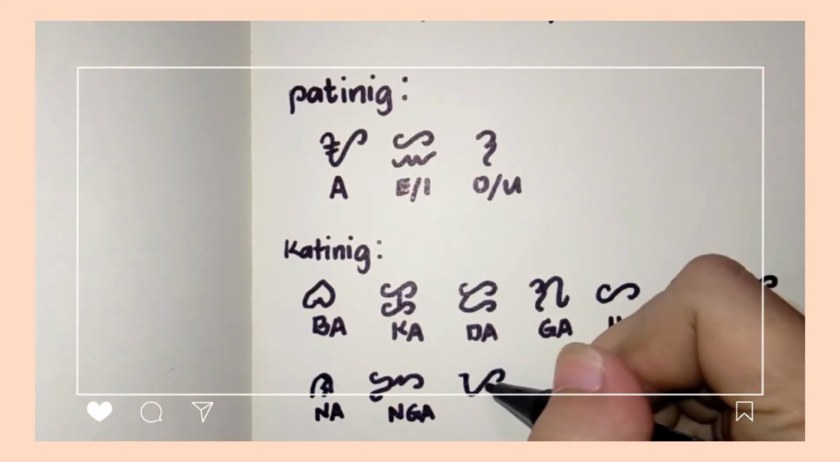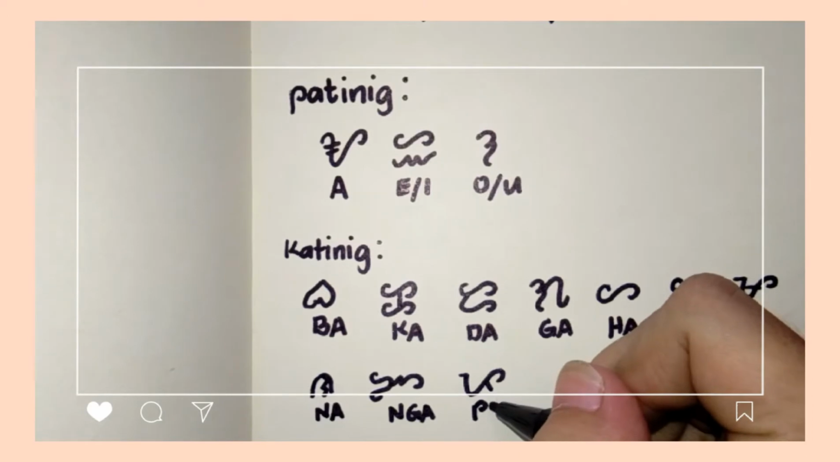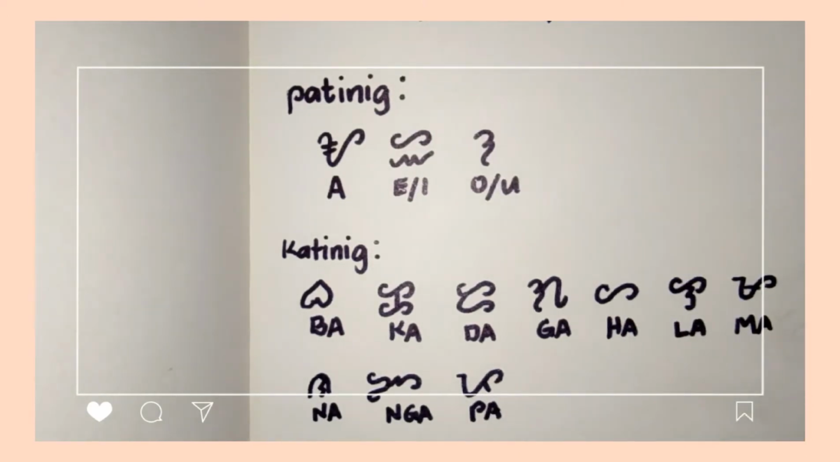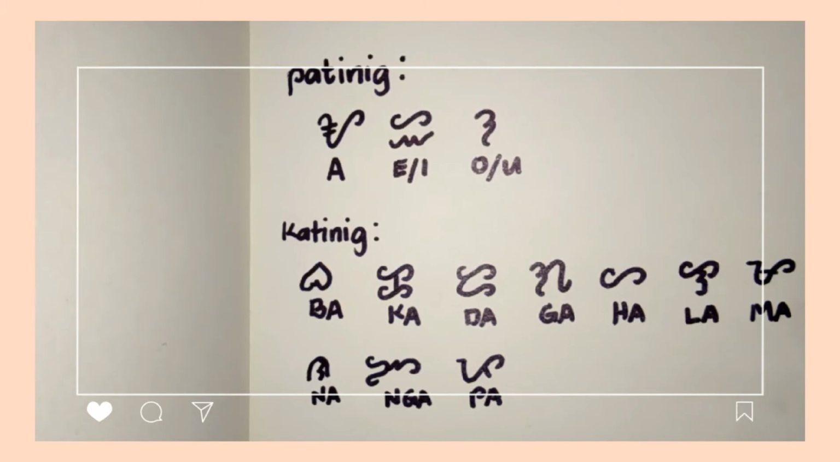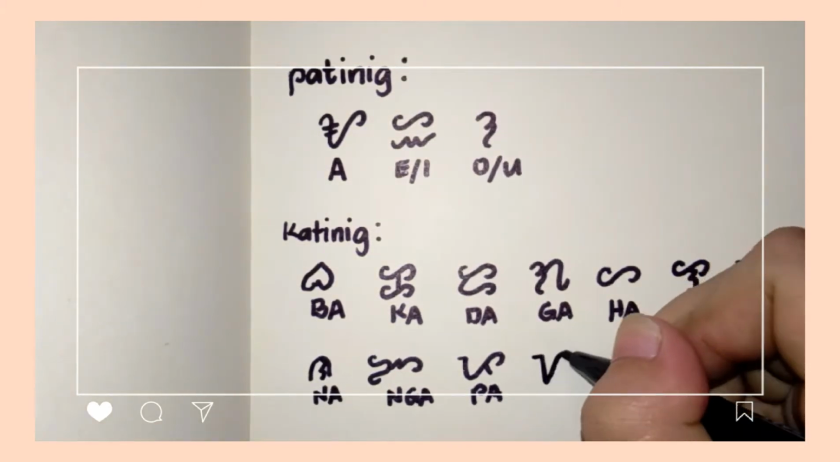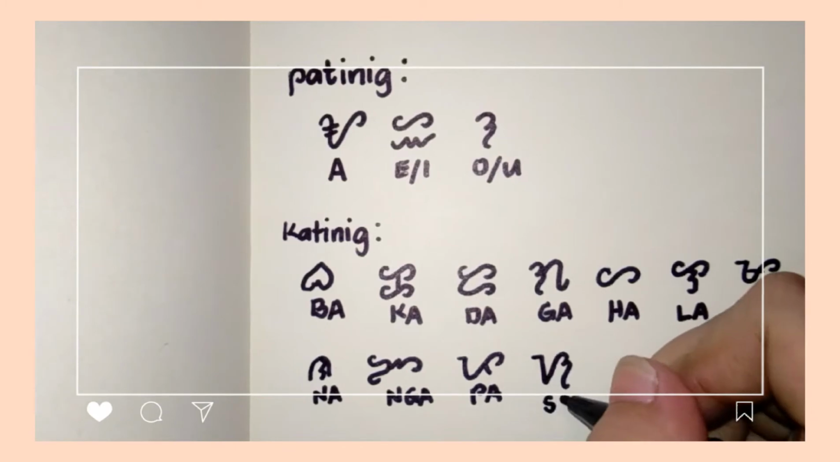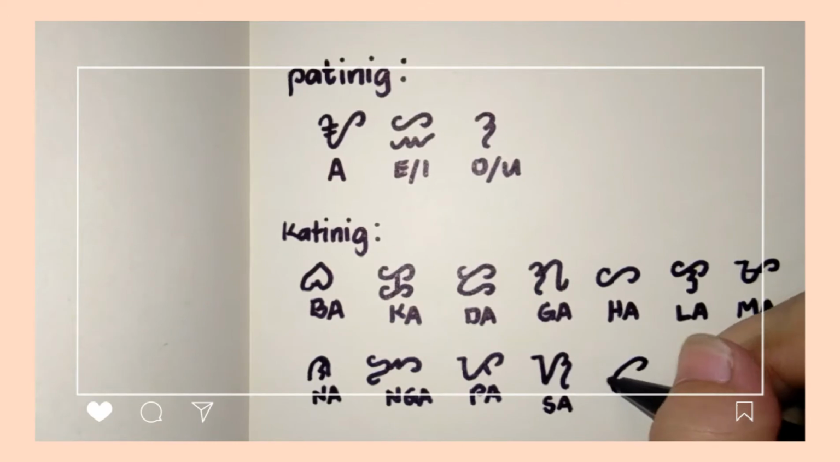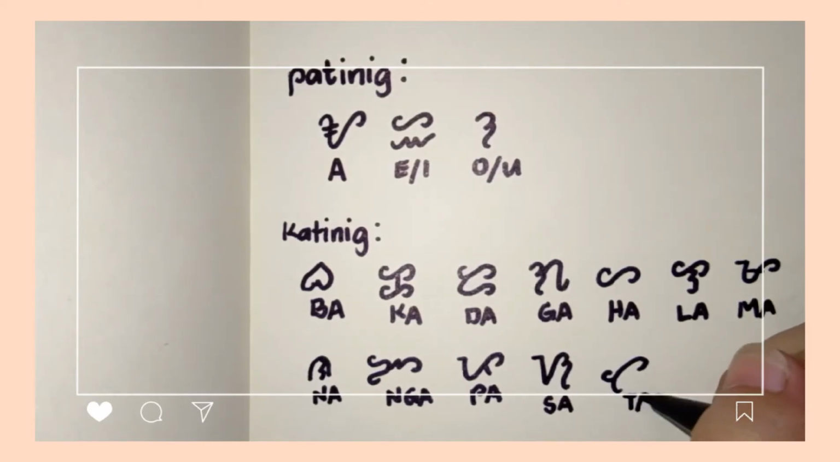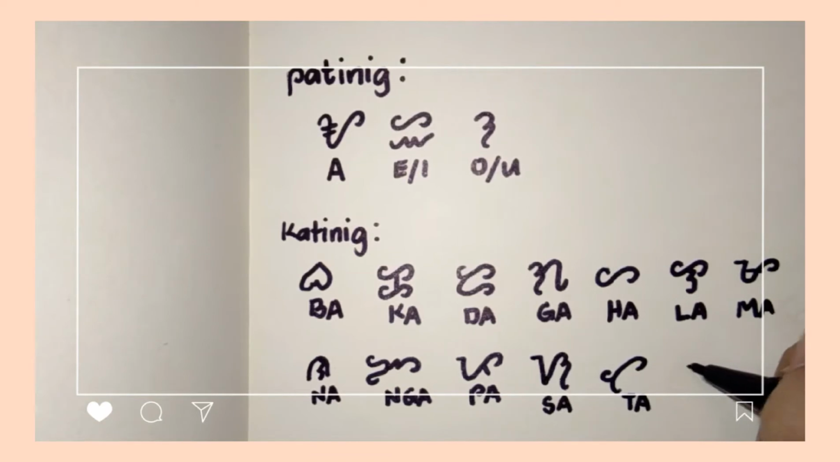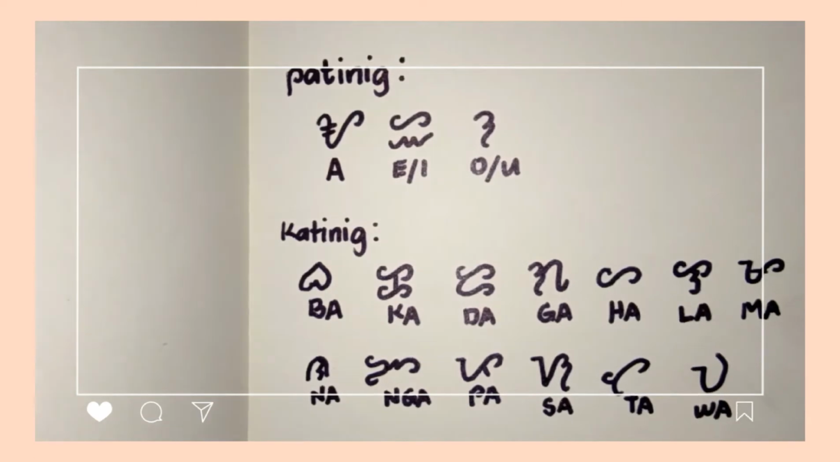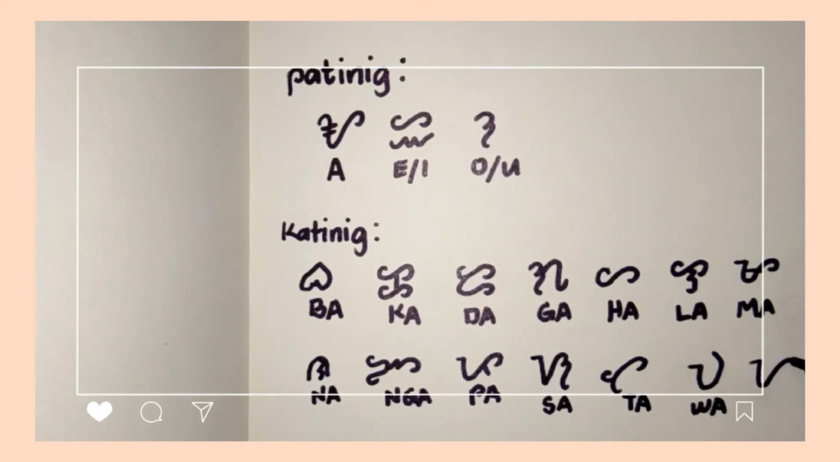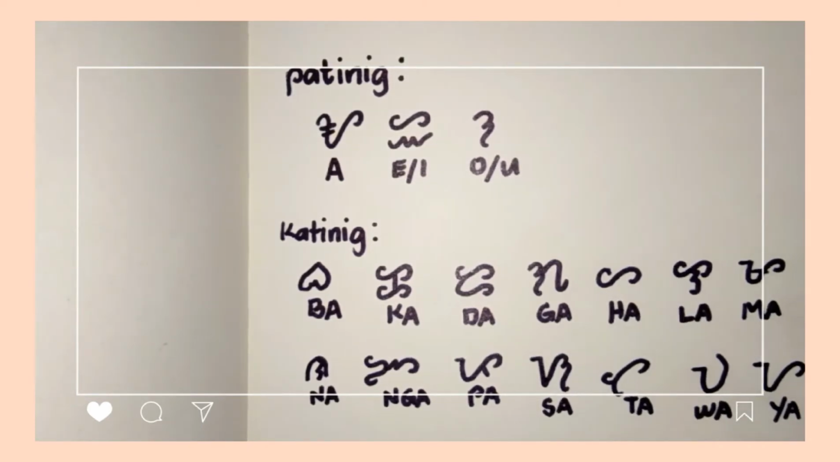pa, sa, ta, wa, and ya. So always remember that Baybayin has 14 consonants.